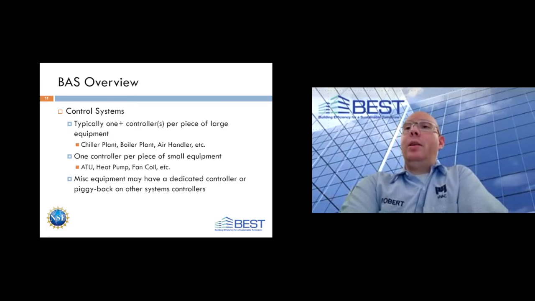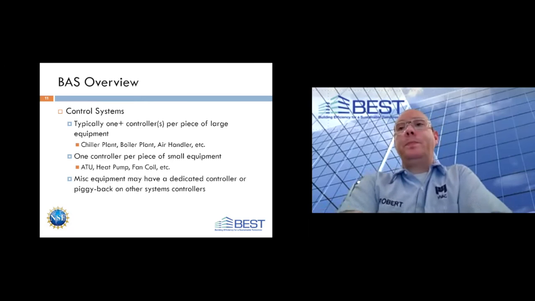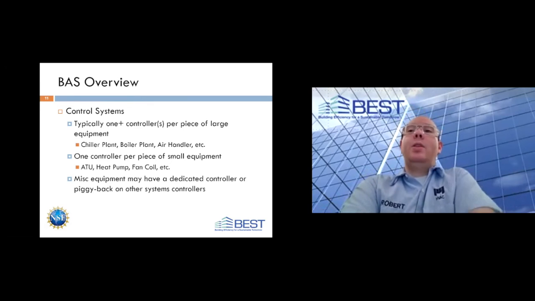Depending on the control product line, it may use expansion modules to get to that input-output count. It may bridge across multiple controllers to do it. There are about as many ways to get to a plant controller as there are companies making controls. These large pieces of equipment are things like chiller plants, boiler plants, or air handlers.